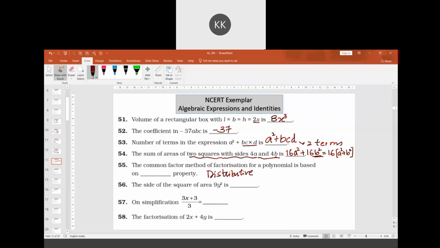Question 56. Sir, 3y, sir. Can you give explanation? The 3y into 3y is 9y square, sir. The side of the square of side A. Side equal to side into side, sir. Yes, side into side. Correct. On simplification of this, x plus 1, sir. Very good.